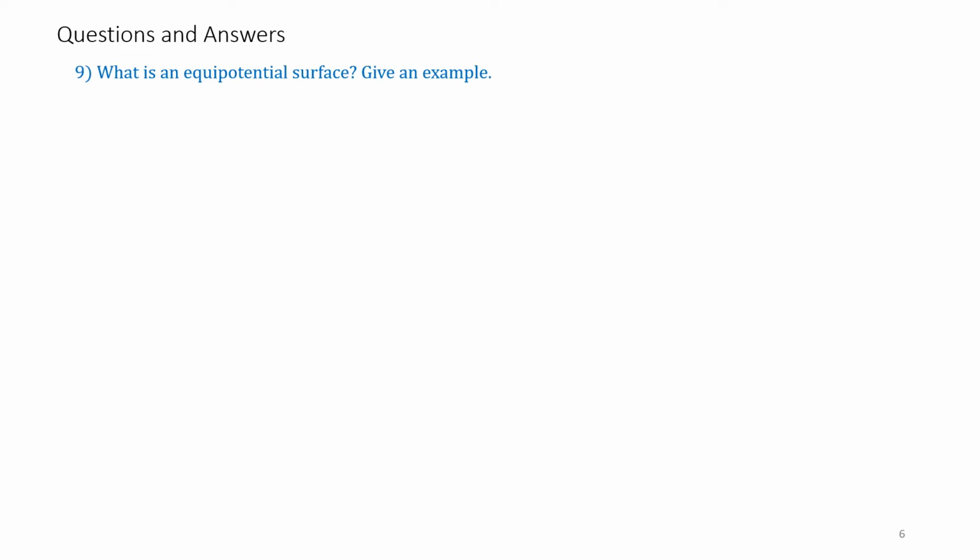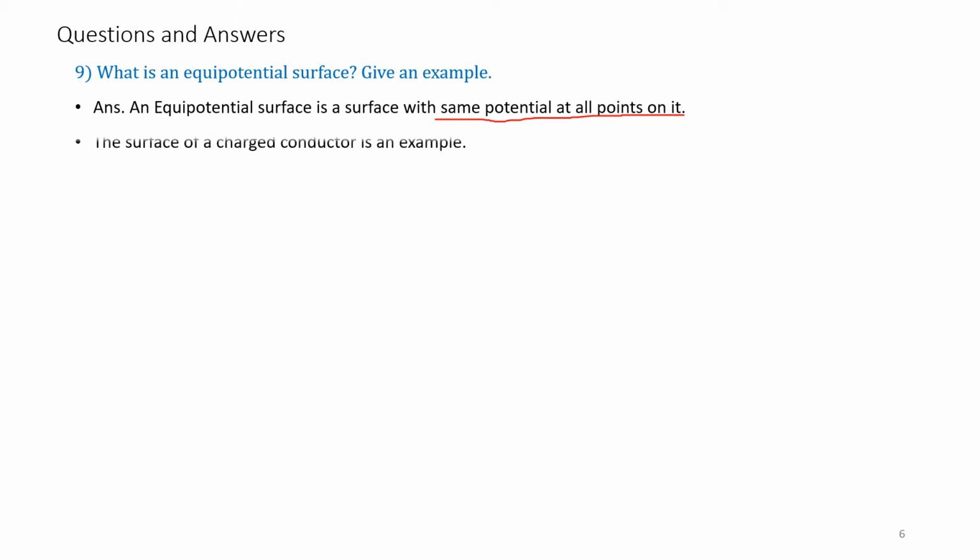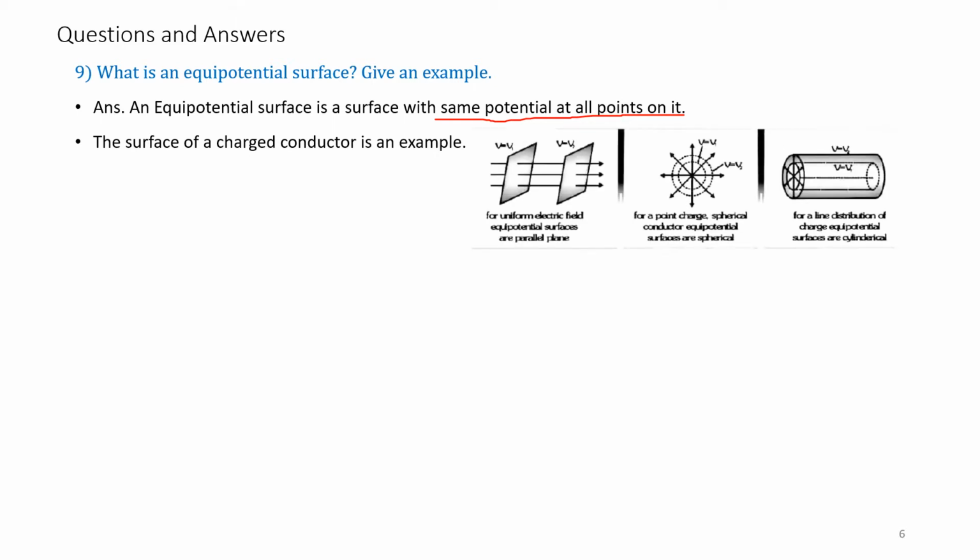What is an equipotential surface? Give an example. Question number 9. An equipotential surface is a surface having the same potential at all points. Please note, same potential at all points on it. The surface of a charged conductor is an example. There are 3 examples given, and he has asked for one example, that is the surface of a charged conductor.